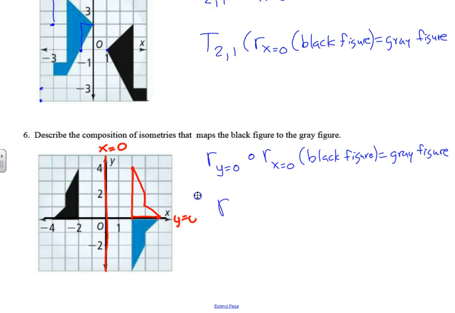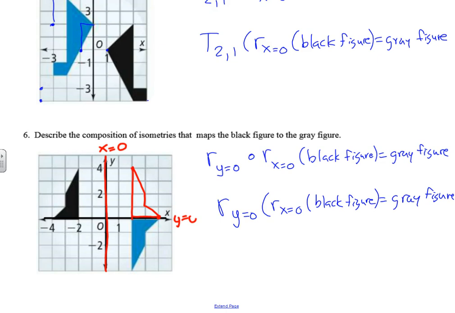All right, and let's just write it the other way. Reflection in the line y equals 0, x equals 0, okay, of the black figure equals the gray figure. Other ways you could write this is, instead of saying y equals 0 or x equals 0, you could say that this is the x-axis or the y-axis. So y equals 0 is the x-axis, x equals 0 is the y-axis.